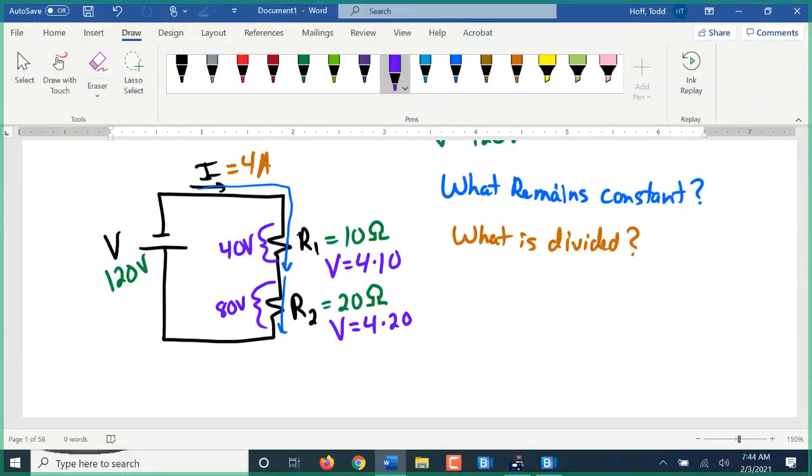Notice that the ratio of voltage, 40 volts to 80 volts, is equal to the ratio of resistances, 10 ohms to 20 ohms.